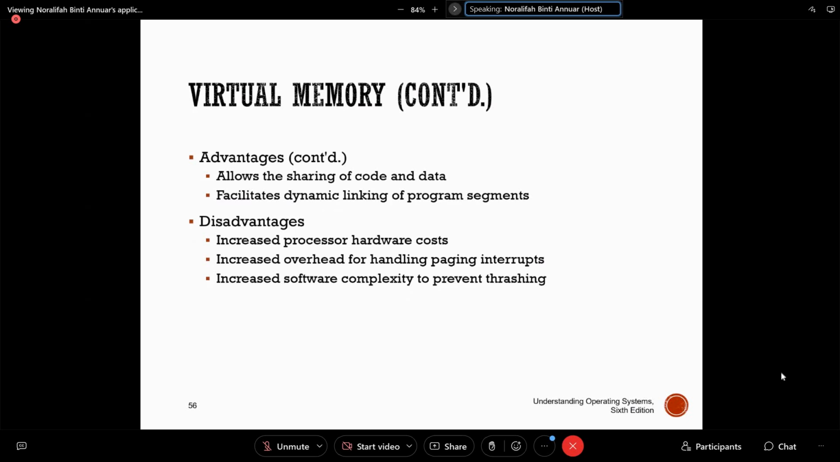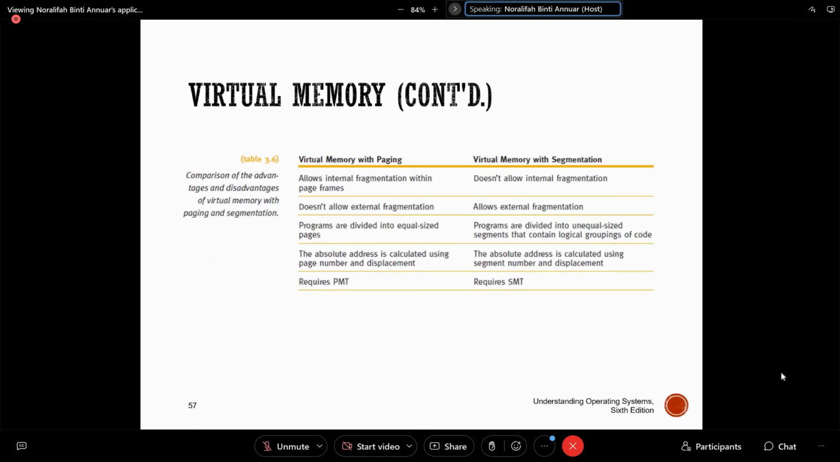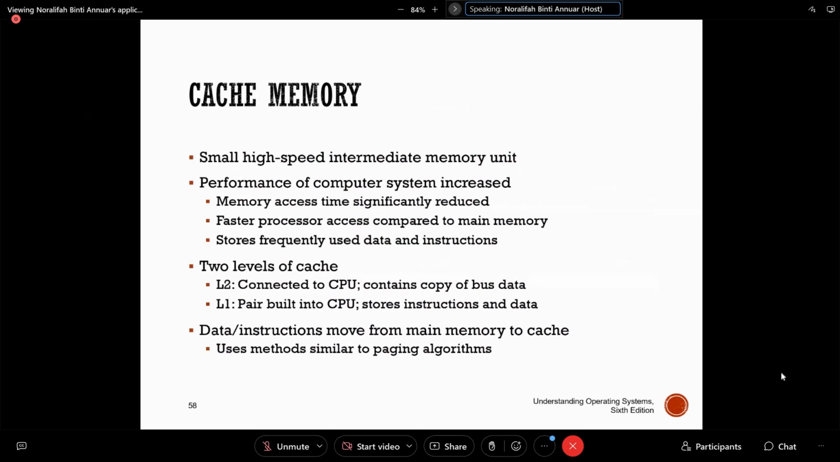Alright. Ni baca sendiri boleh guys, dia baca sendiri ni. Ni ada perbezaan dah. Paging dengan segmentation. You can read on your own. Kan. Kita dah discuss just now. It's just that you want to proper wording, so you read this slide. Cache tak payah cerita lah.